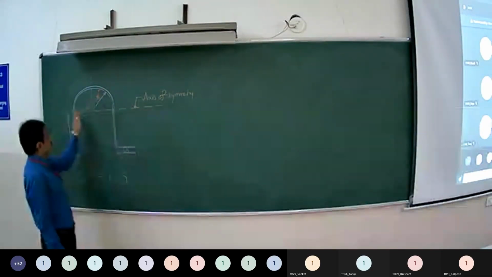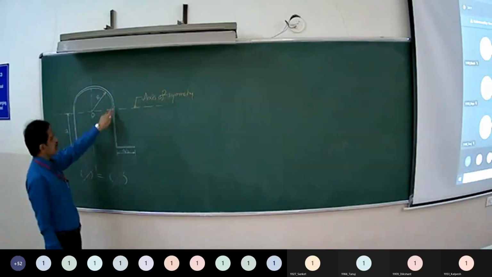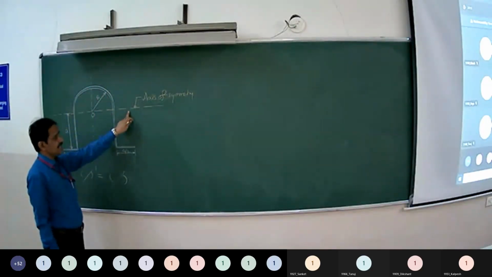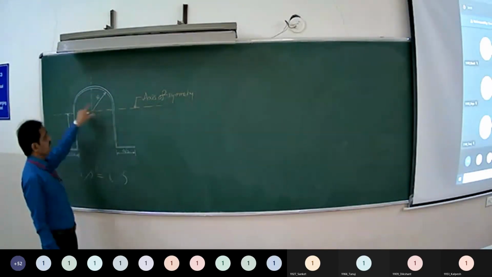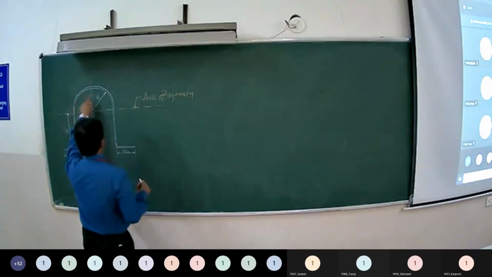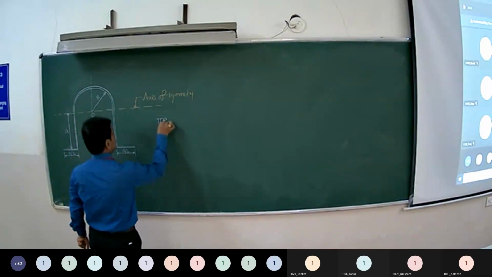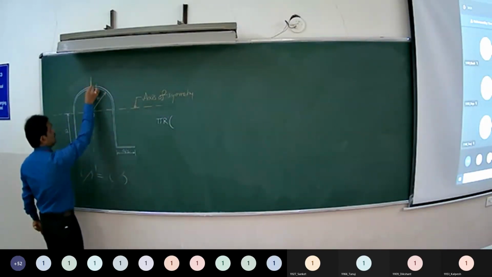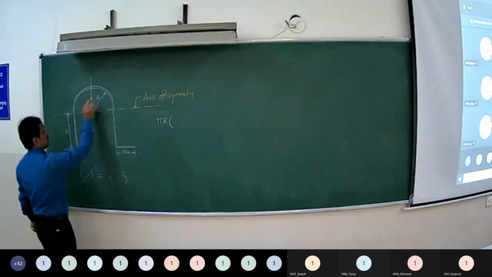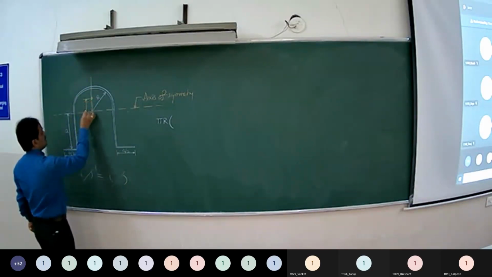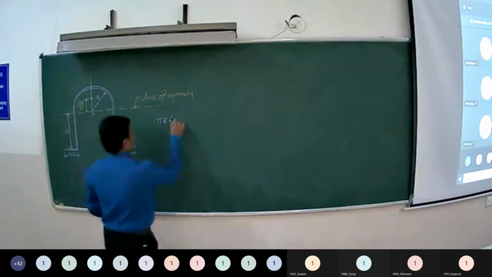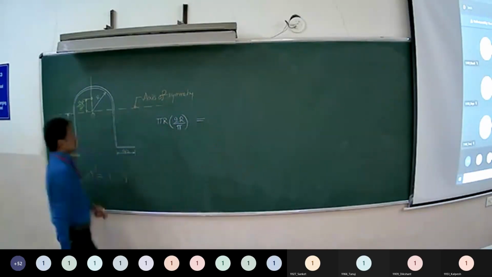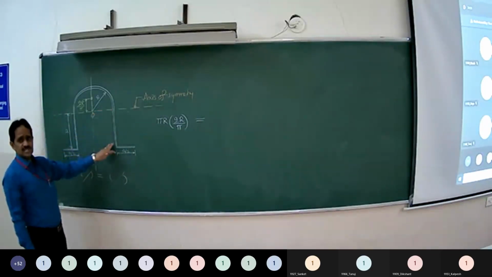So above the axis of symmetry, we have a semicircular arc. The moment of this semicircular arc about this horizontal line is the length of the semicircular arc into the distance of the centroid. What is the length of this semicircular arc? Pi r, into the distance of the centroid. This semicircular arc is symmetrical about the vertical axis, so the centroid will be located on the symmetrical axis. Its distance from the base of the semicircle is given by 2r by pi. So it is pi r into 2r by pi.